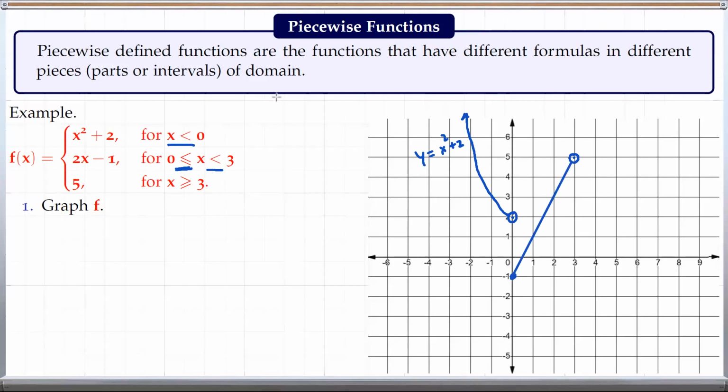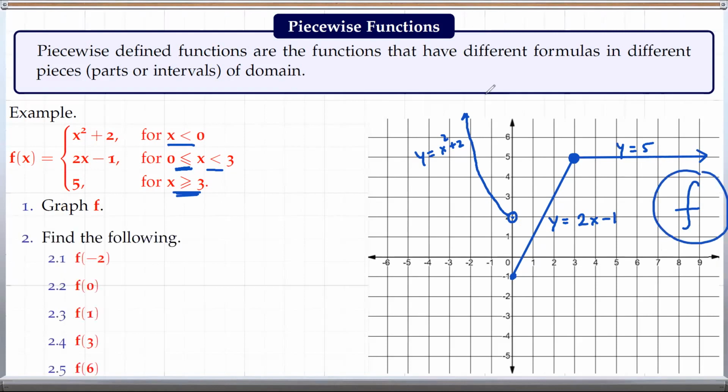Now the last part, for x greater than or equal to 3, the function is y equals 5, which is just a horizontal line at y equals 5. We can draw that over here. Okay, so it will look like that. And we can include the point at x equals 3 because it says x greater than or equal to 3, so we can make that a solid dot. So this is the graph of function f. This is y equals 5, and this is y equals 2x minus 1. So we just graphed f. These three parts together make the graph of function f.